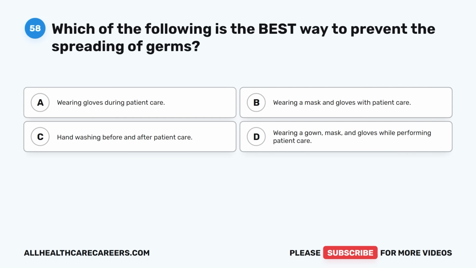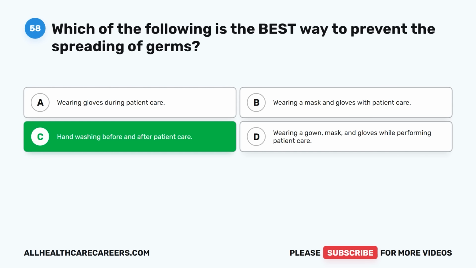Question 58. Which of the following is the best way to prevent the spreading of germs? A, wearing gloves during patient care. B, wearing a mask and gloves with patient care. C, hand washing before and after patient care. D, wearing a gown, mask, and gloves while performing patient care. The correct answer is C, hand washing before and after patient care.